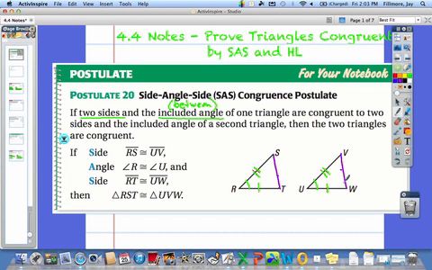So it is a postulate. There is no formal proof for it. It's something that's assumed to be true and taken on fact by faith. Let's look at a proof where we use this postulate to prove something.